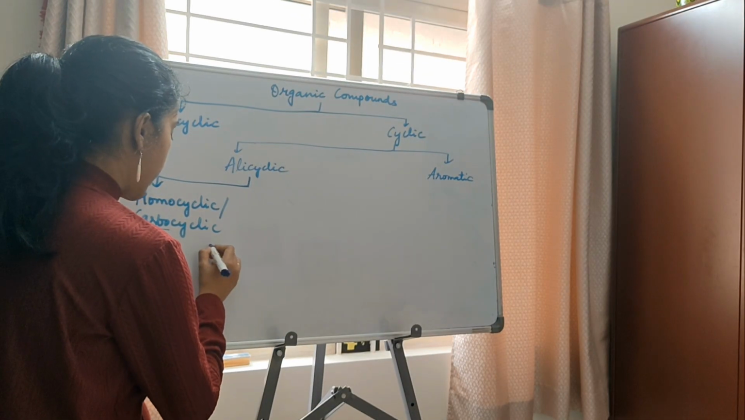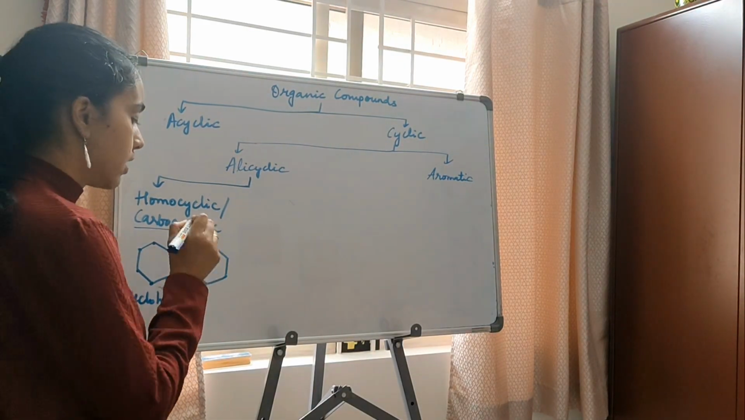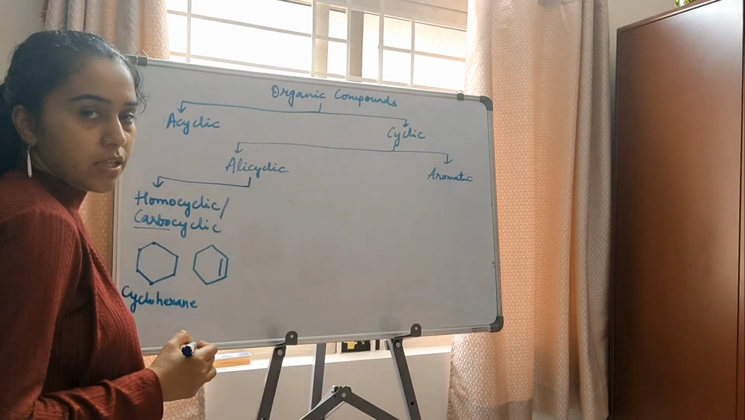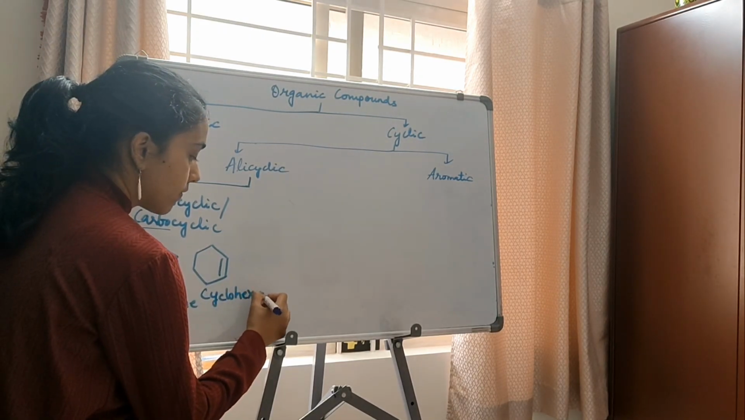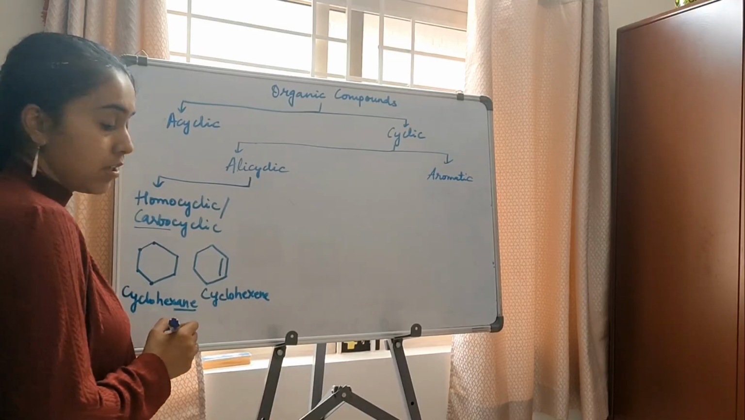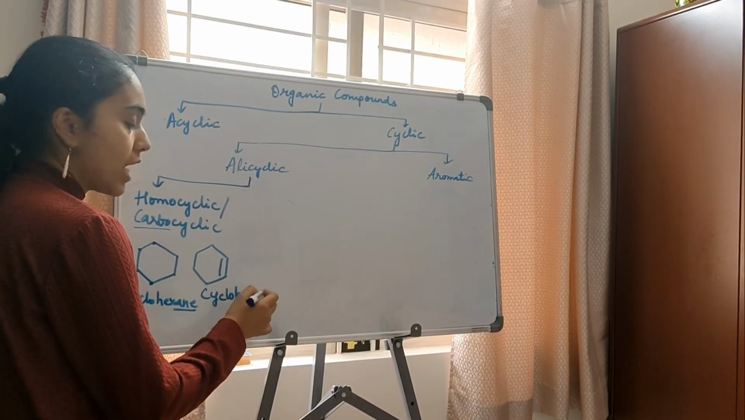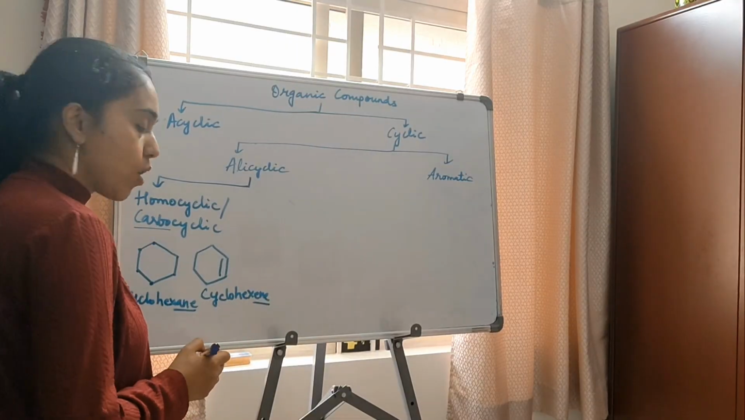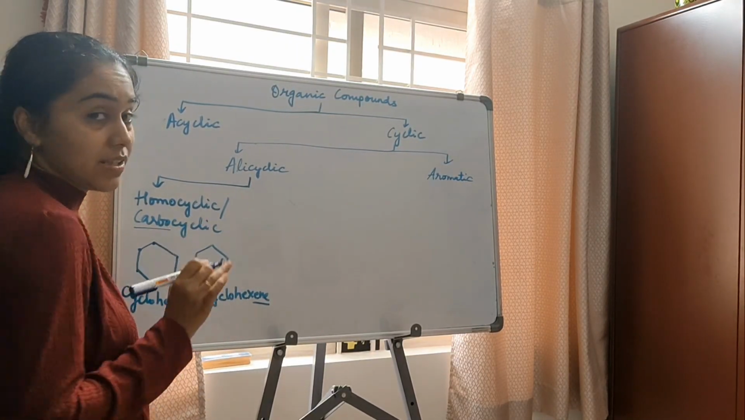Then it might be this one. So this is also a 6 carbon compound, but I will give a double bond here, and this is called cyclohexene. This is hexane, A-N-E, because here you will have all carbon-carbon single bonds, and this is called cyclohexene, E-N-E, because here you have one carbon-carbon double bond. So this is called cyclohexene.